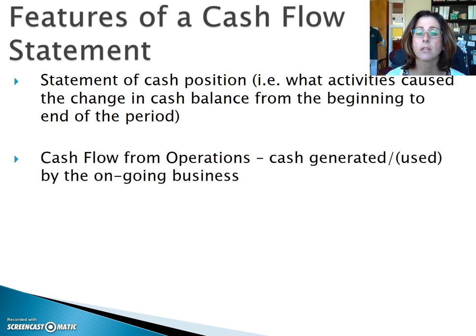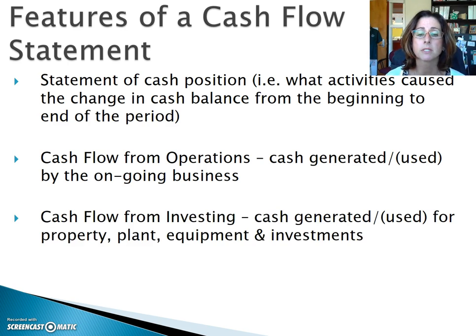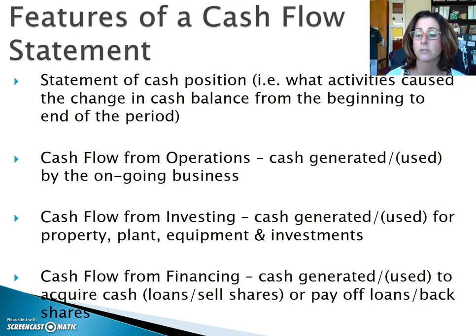We have three areas that we look at. What cash flow is generated from operations, generated or used from the ongoing business. What cash flow is generated from investing, so used to buy property, plant, and equipment, and maybe some other types of investments, or did we generate cash by selling those kinds of things? And then what cash flow is from financing. So did we go out and get a loan, or did we pay a loan? Did we buy back stock, which would use cash, or did we issue stock, which we'd get cash from? Those three areas is what you look at on a cash flow statement.